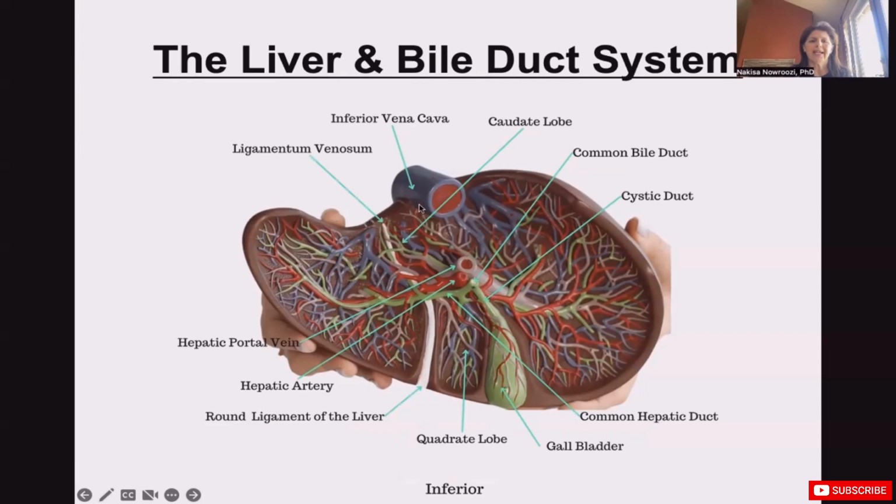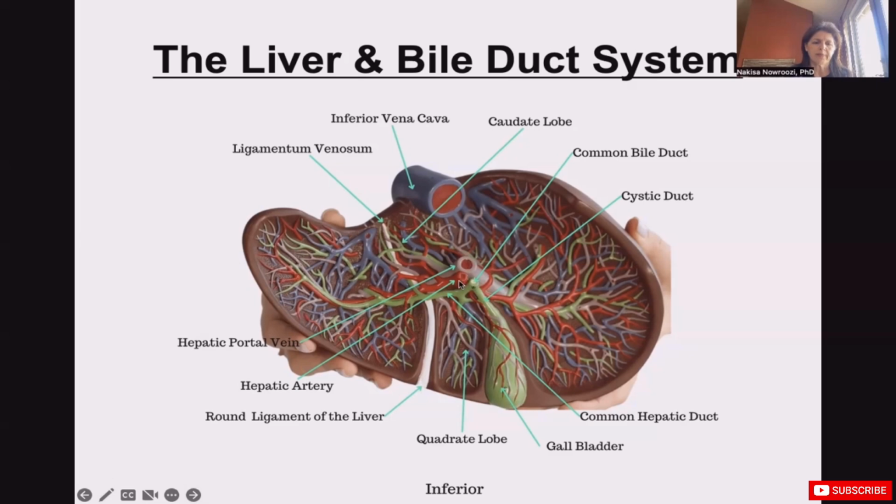Here we are looking at the inferior view of the liver, and it's showing us the bile duct system in green. So you have the gallbladder, the cystic duct from the gallbladder, and the common hepatic duct from the liver. Together, they merge, they become the common bile duct. So again, the cystic duct from the gallbladder and the common hepatic duct in green from the liver merge to become the common bile duct.